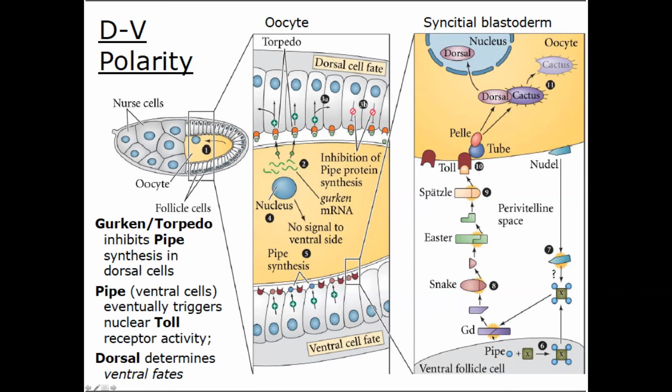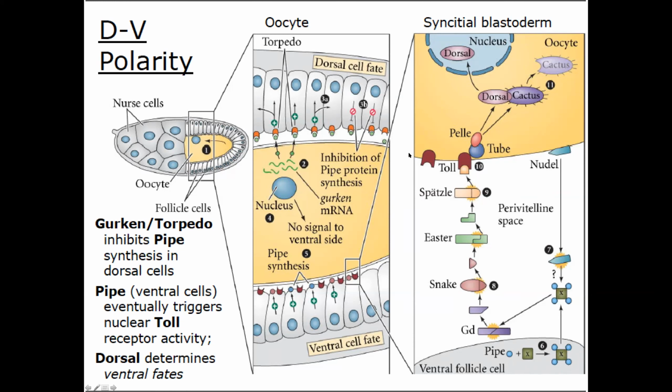So this whole process, from gastrulation defective all the way to generation of the active enzyme, which will then cleave Spätzle, results in the active ligand. Toll is present in the entire embryo. All cells express toll, but all cells do not activate the toll signaling pathway, precisely because the synthesis of pipe is going to be very localized in the few ventral follicular cells.